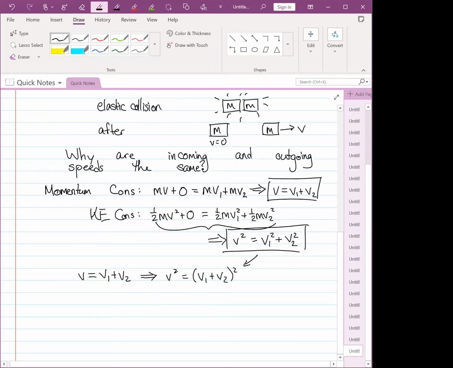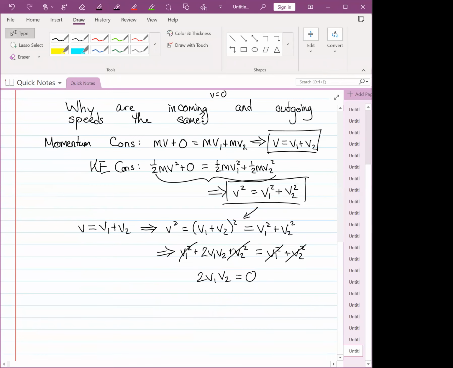But then using this equation, we have that v squared is also equal to v1 squared plus v2 squared. So this has to be equal to v1 squared plus v2 squared. Now, this is not obvious. This is not generally a true statement. Usually there's a middle term. So we FOIL out that binomial term and we would get v1 squared plus 2 v1 v2 plus v2 squared should be equal to v1 squared plus v2 squared. And then we can just cancel off some things, and we're left with 2 v1 v2 equals 0.